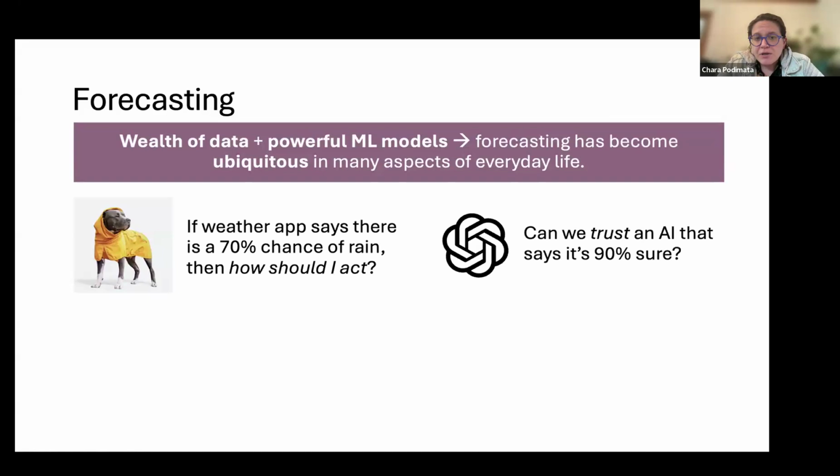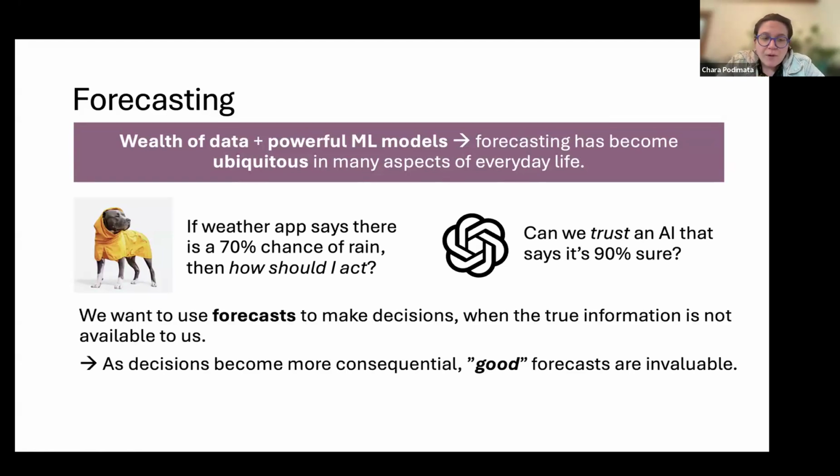On the other hand, many of us are using large language models lately. And another question that has to do with forecasting broadly construed is, to what extent can we trust an AI that says that it's 90% sure of the output that it has given? These may look like cute examples, but in reality, come to think of it, we as humans are using ML models to make forecasts and predictions for a lot of decisions that are extremely consequential, like, for example, medical decisions.